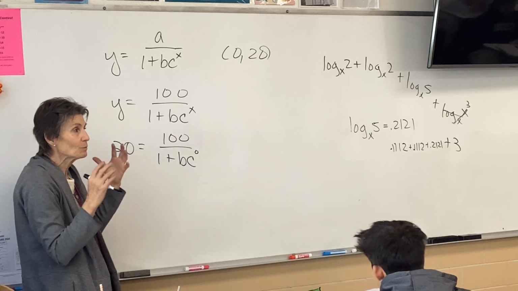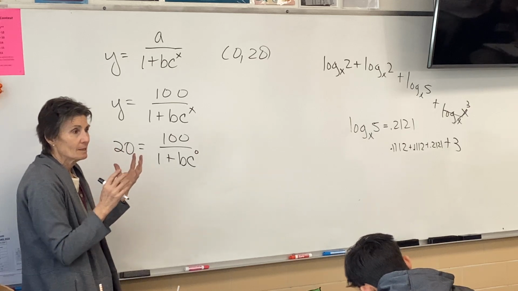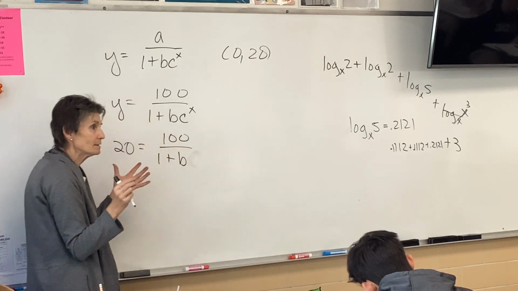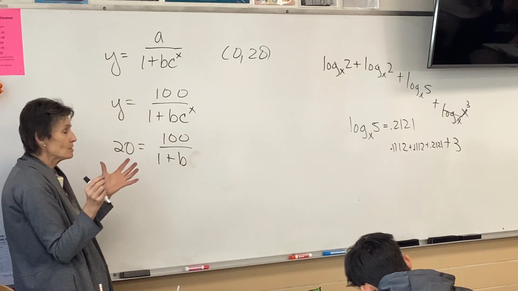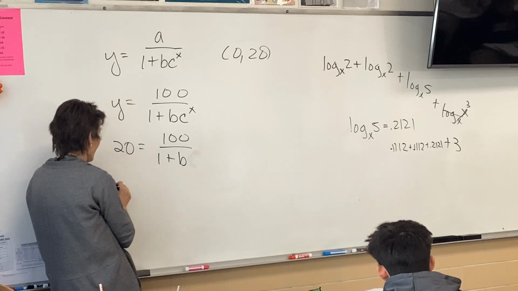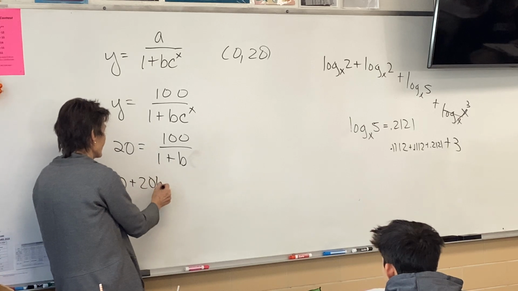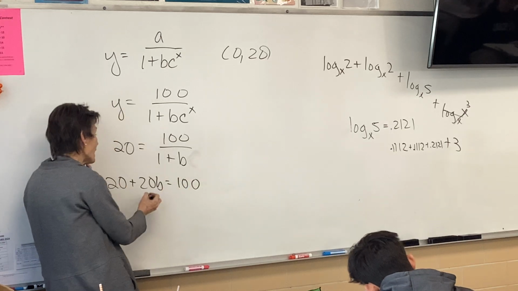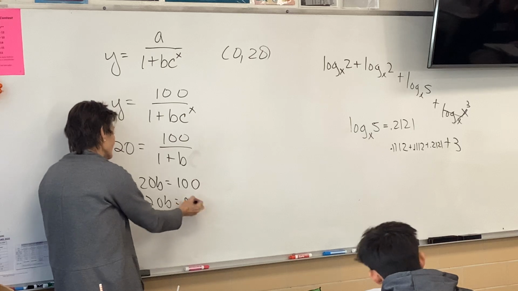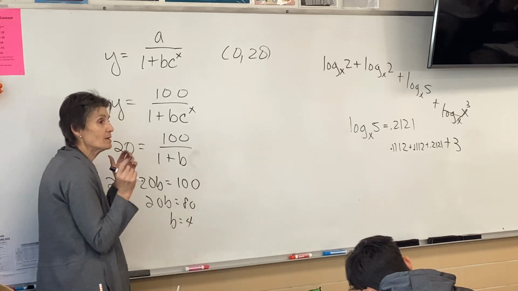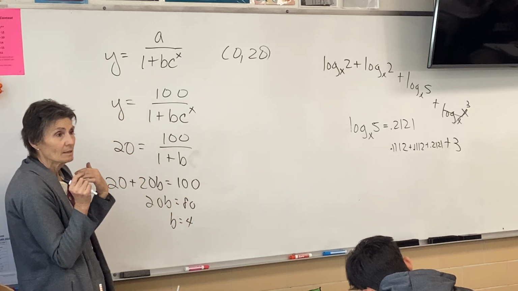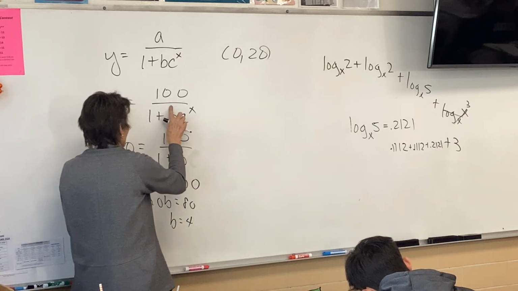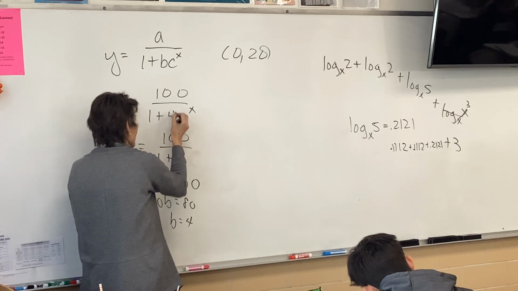And why is that really good news? Because C to the 0th is 1. So now I can multiply, distribute. See how easy this is? Subtract, divide. So now I know B is 4. So I can go back to my equation. I'm going to put 4 in right here for B.